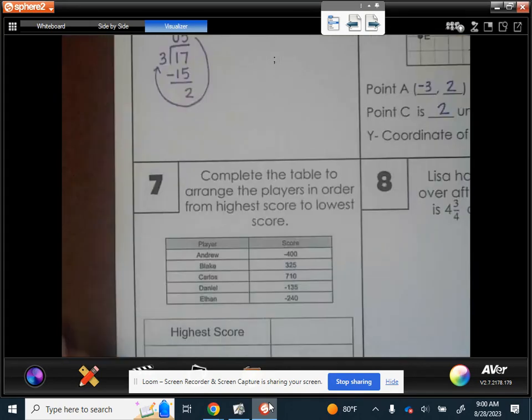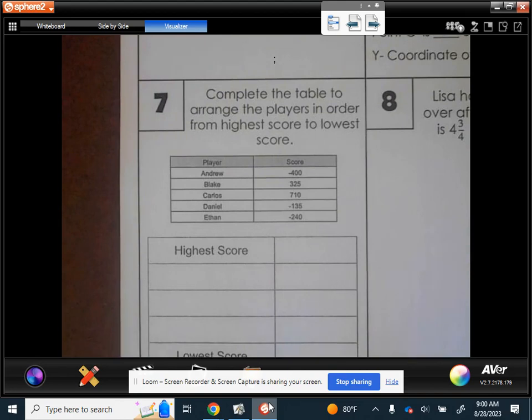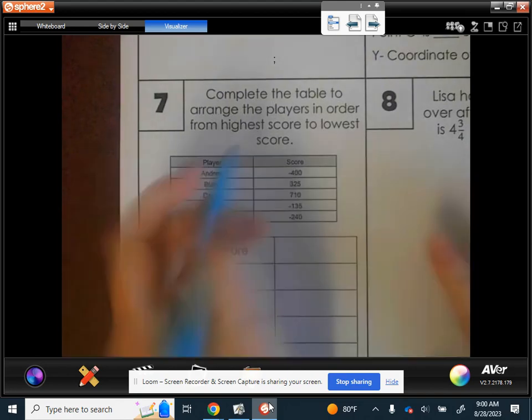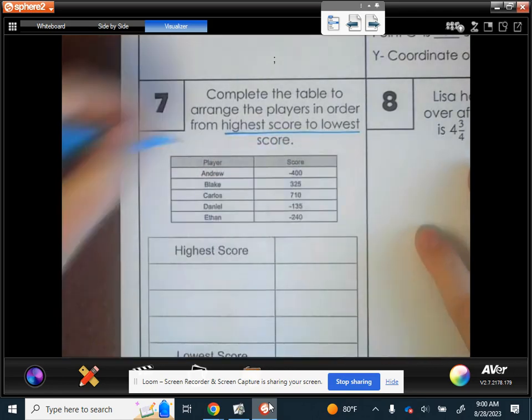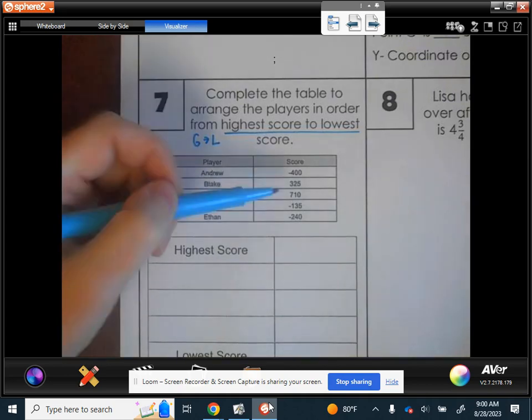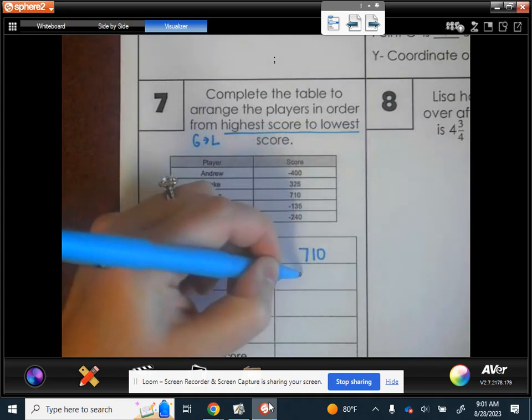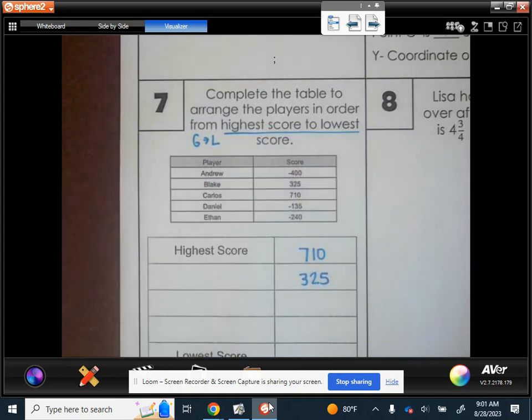Okay, number 7. Complete the table to arrange the players in order from highest score to lowest score. So highest to lowest, which is greatest to least. We know we have to start with the ones that are positive because positives are going to be higher. So these 2 right here are only positive. So we know that 710 is bigger than 325. That part's easy.